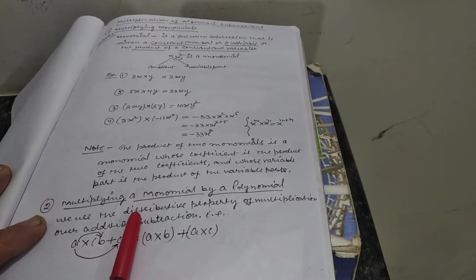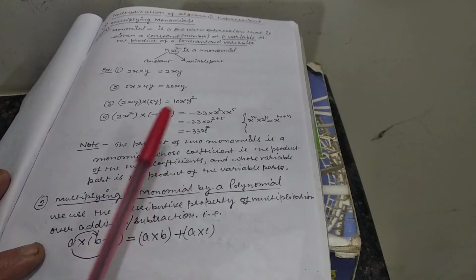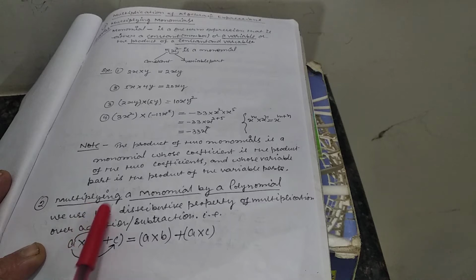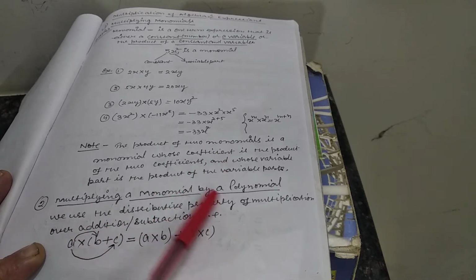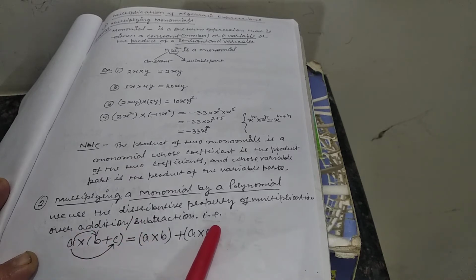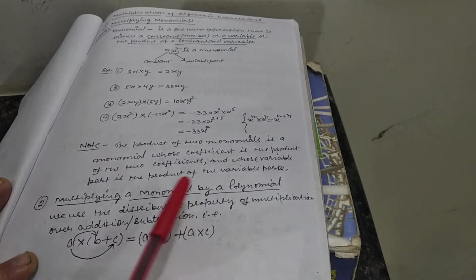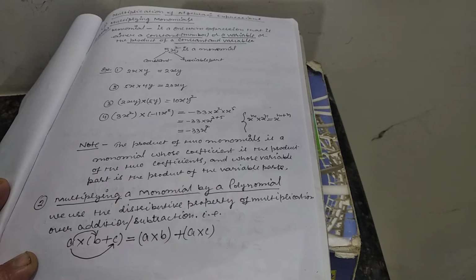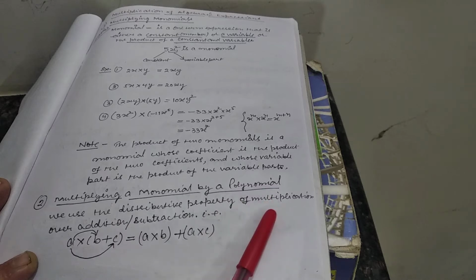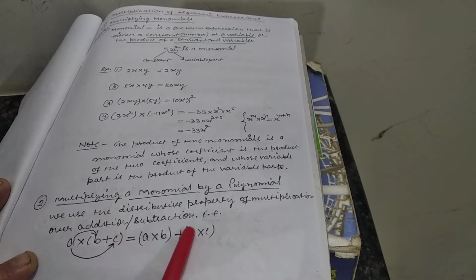Now the next topic is multiplying a monomial by a polynomial. If we multiply a monomial by a polynomial, then we use the distributive property of multiplication over addition or subtraction. So when we multiply a monomial by a polynomial, which property will we use? Distributive property of multiplication over addition and subtraction.